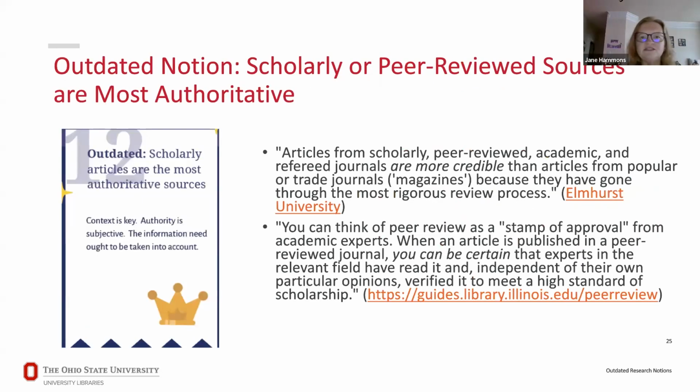And then the last one I wanted to highlight really quickly, and several folks mentioned this one as well on the Jamboard, is this idea that we should automatically consider scholarly or peer-reviewed sources to be the most authoritative sources, or the best sources. And you can find examples of this guidance. At the University of Illinois, for example, talking about peer-reviewed sources, they say you can be certain that experts in the relevant field have read it and, independent of their own particular opinions, verified it to meet a high standard of scholarship.